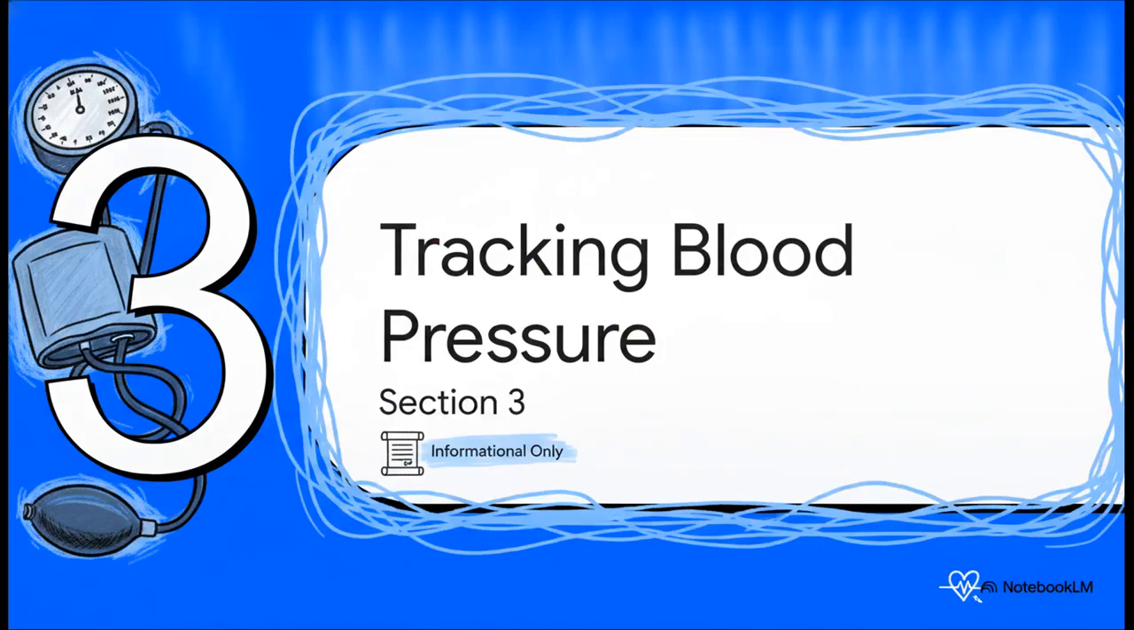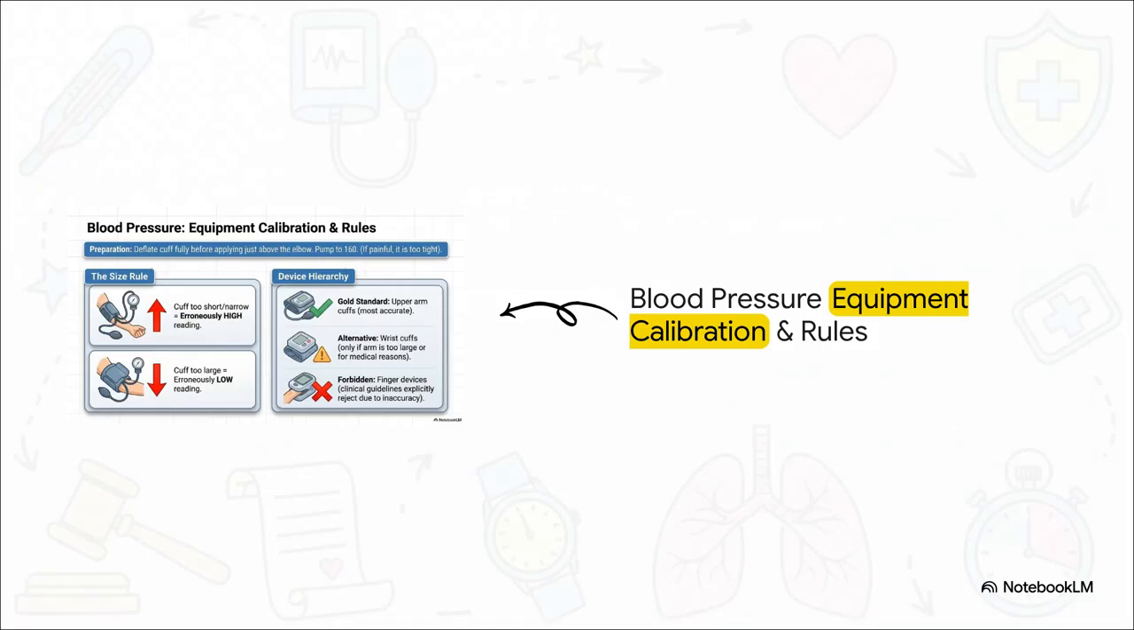Let's move on to Section 3, tracking blood pressure. Keep in mind that for a PCA, this specific task enters a special category. It is informational only. Before we take a reading, we need the right gear, and it needs to be calibrated properly. Focus on the device hierarchy here. The upper arm cuff is our gold standard for accuracy. Wrist cuffs? Those are just an alternative if the arm is too large or maybe for specific medical reasons.